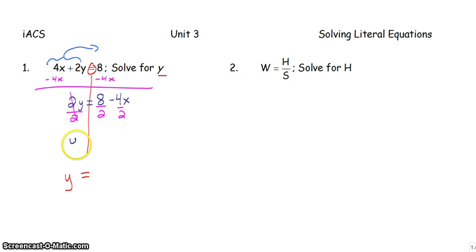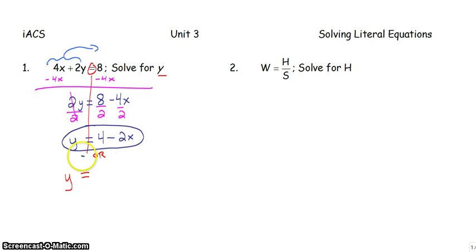This left my y alone on the left. I bring my equal sign down. When I have these fractions, I want to simplify them. 8 over 2 simplifies to 4. It's a subtraction sign, so I'm going to subtract. 4x over 2 is 2x. What you want to understand is we can stop here. That can be my final answer.